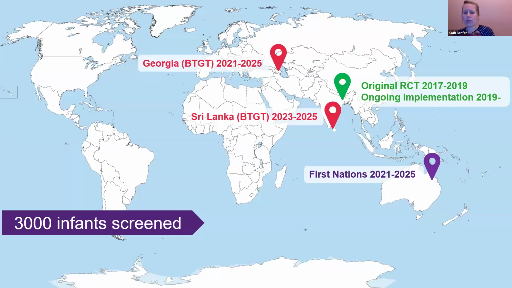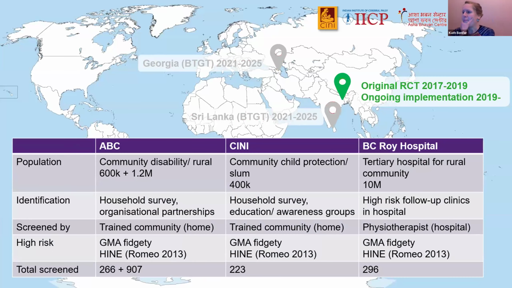So back to what this has looked like on the ground with some of our LEAP partner sites. So to date, we've screened almost 3,000 infants on the general movements and the HINE. So the teams have a lot of experience using them. And I think we have learnt so much from the variety in the partner agencies with how to do the screening.